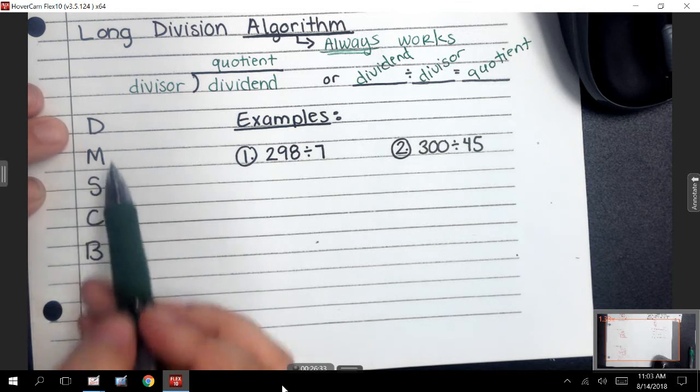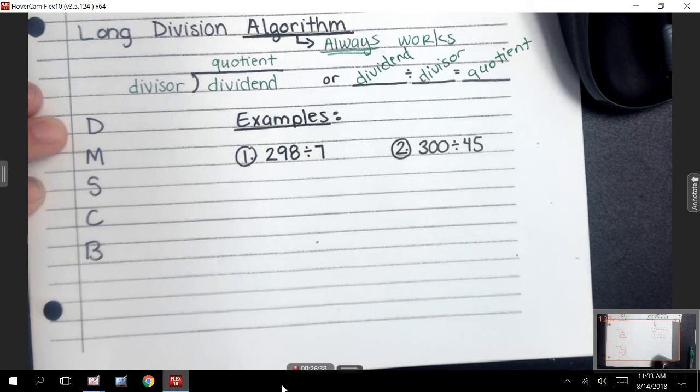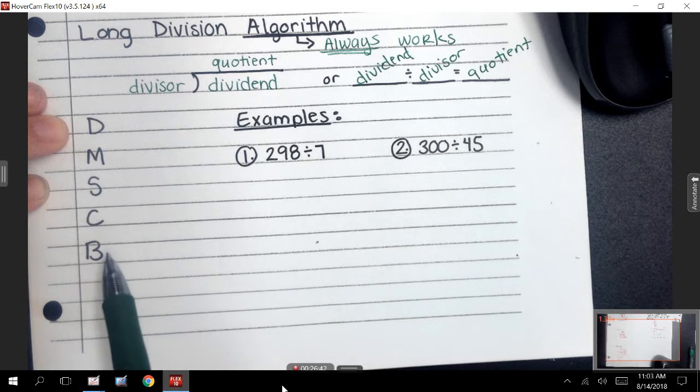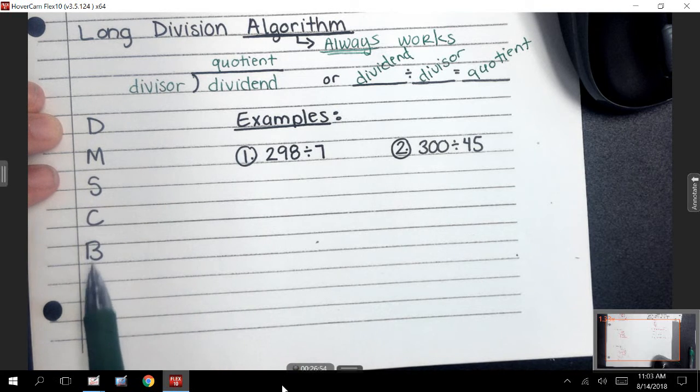Does anyone remember a good way to remember the letters in these steps? Does McDonald's sell cheeseburgers? I have another student in one of my other classes who does not like McDonald's, which I think is insane because I love me some Mickey D's. She prefers to say, does Mary sell chocolate bars? It's up to you. I like does McDonald's sell cheeseburgers because it's easy for me to remember.